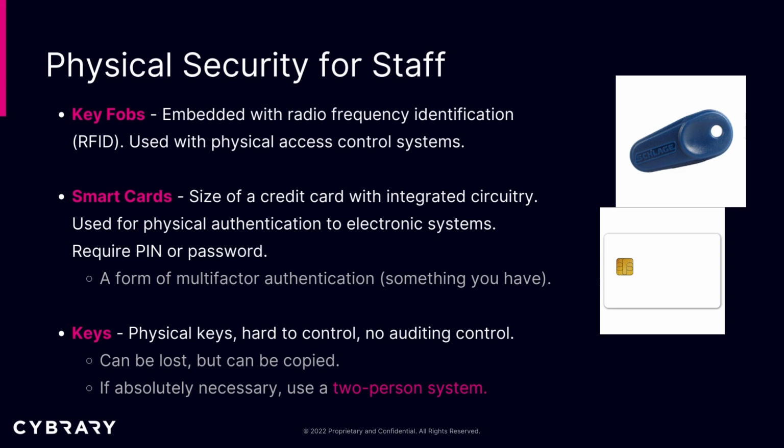And also keys. Keys are part of physical security, but keys are probably one of the weakest links because keys are hard to control. They can get lost, they can get stolen, they can get copied. If absolutely necessary, if you need to use a key in a situation, use it as part of a two-person system, where if you had a special door that was locked by a lock and had a key to it, it required two locks simultaneously being opened by two different people. That's another secure way to do that.